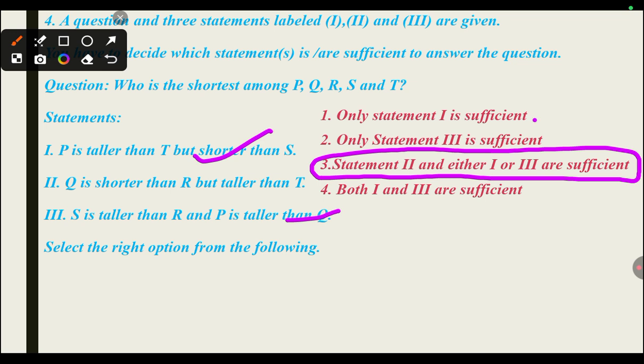You can ask me, ma'am, why is this not sufficient? It is not sufficient because I need some other statement. I can't say this one, because with 1 and 3 we are not getting the answer. If you want, you can even try.